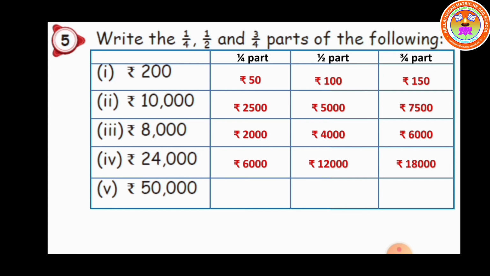Next is subdivision number 5. The given amount is rupees 50,000. We have to find 1 by 4 part. So when we are dividing by 4, it will give rupees 12,500. Now 1 by 2 part. So when we are dividing by 2, it will give rupees 25,000. Now 3 by 4 part. So when we are adding these two, rupees 12,500 and rupees 25,000, it will give rupees 37,500.